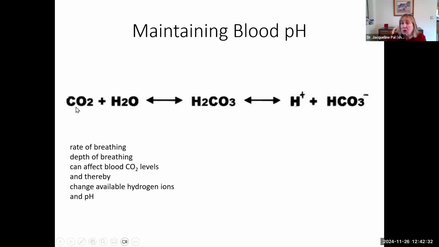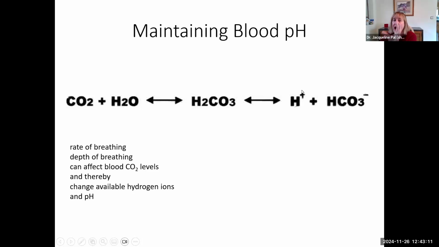If we decrease, for instance, our depth of breathing, making it shallower, and slow our rate of breathing from a normal of 12 or 14 down to 4, then we're not going to blow off as much CO2. So our CO2 levels are going to go up. We always have enough water, so all that extra CO2 is going to bind with the water. So we're going to make more carbonic acid.